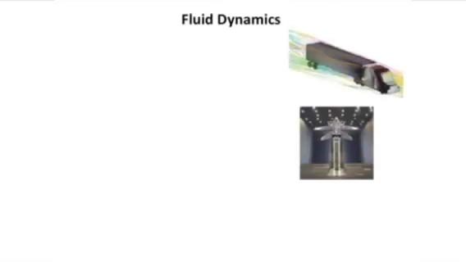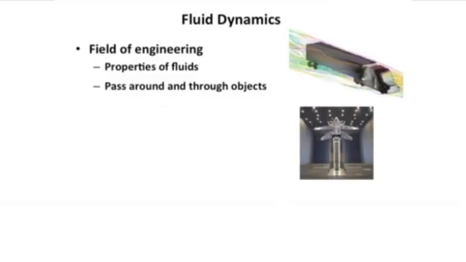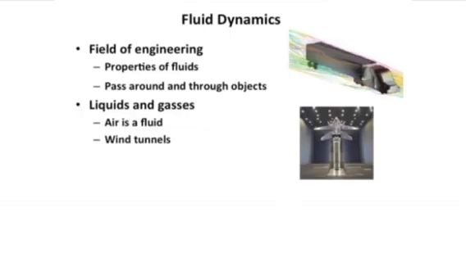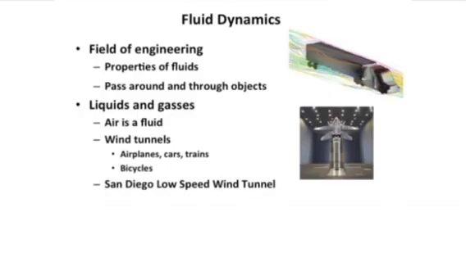This gets us into a subject of fluid dynamics, which is a detailed exploration of everything concerning aerodynamics. Fluid dynamics is a field of engineering that looks at the properties of fluids and how it is they pass around and through objects. Now, liquids are obviously fluids, but so are gases. Air is a fluid. And wind tunnels are used extensively to study aerodynamic properties of things like airplanes, cars, trains, but also bicycles. There's a wind tunnel in San Diego, the San Diego low-speed wind tunnel, that operates at a typical wind speed that bicycles are exposed to.